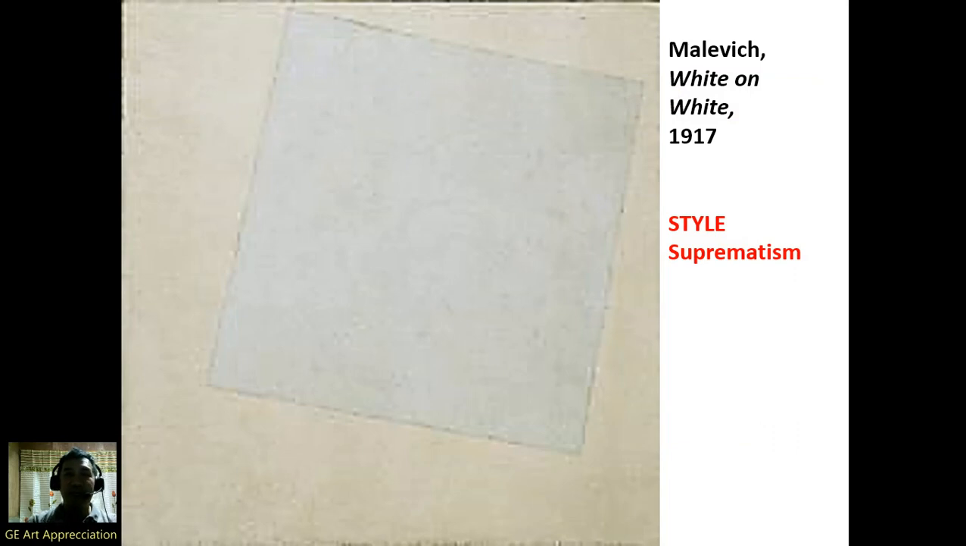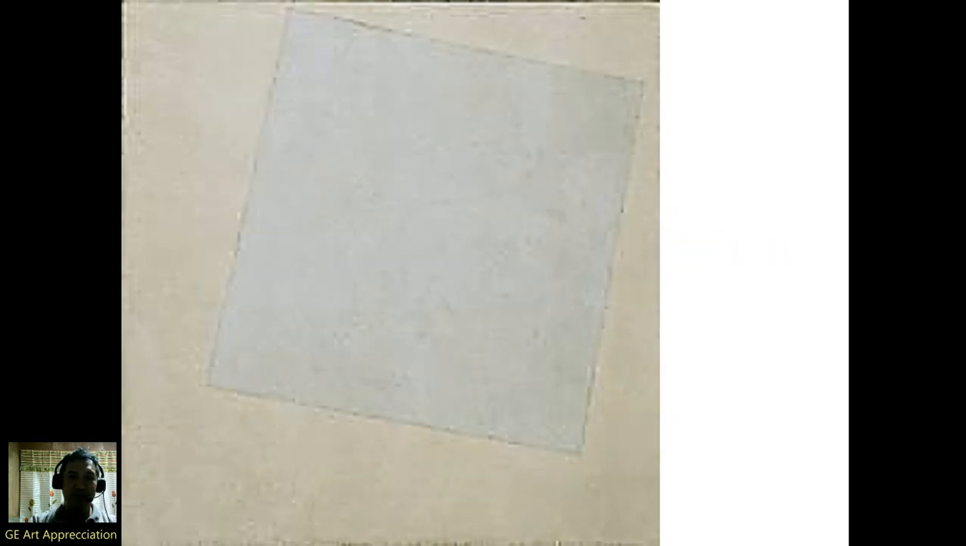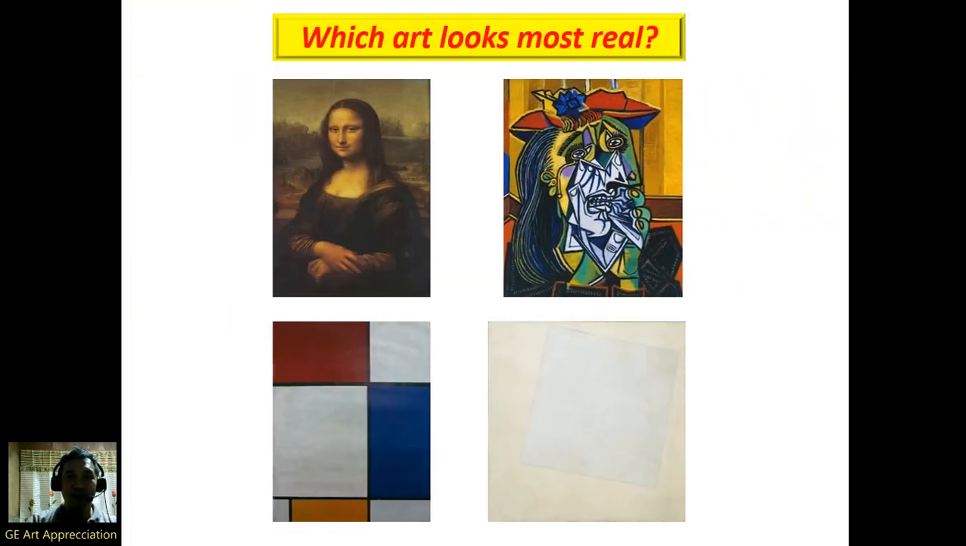Let's take a look at the painting of Malevich, the White on White. Does this art look real? On the painting of Malevich, you see only white on white. So there is a white handkerchief placed on top of white paper. So that's why it is white on white. So which art looks most real? Is it the Mona Lisa, the Weeping Woman, the Mondrian, or the Malevich, the white on white? So which art looks most real?